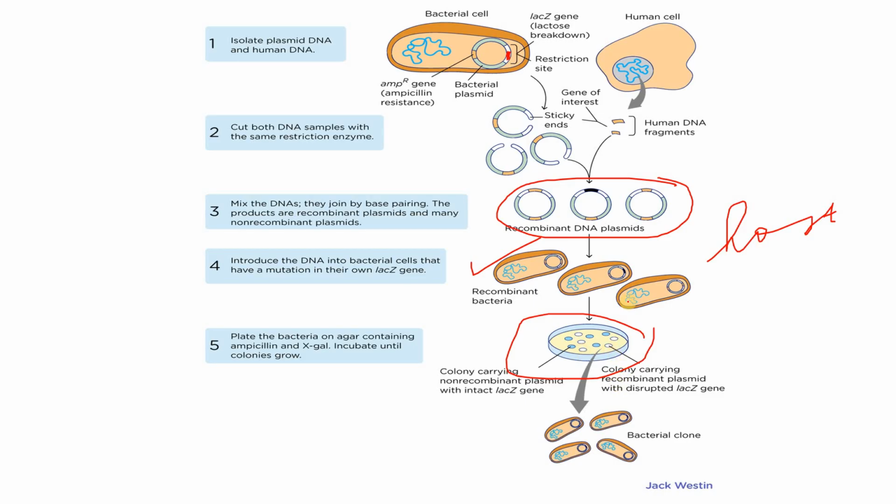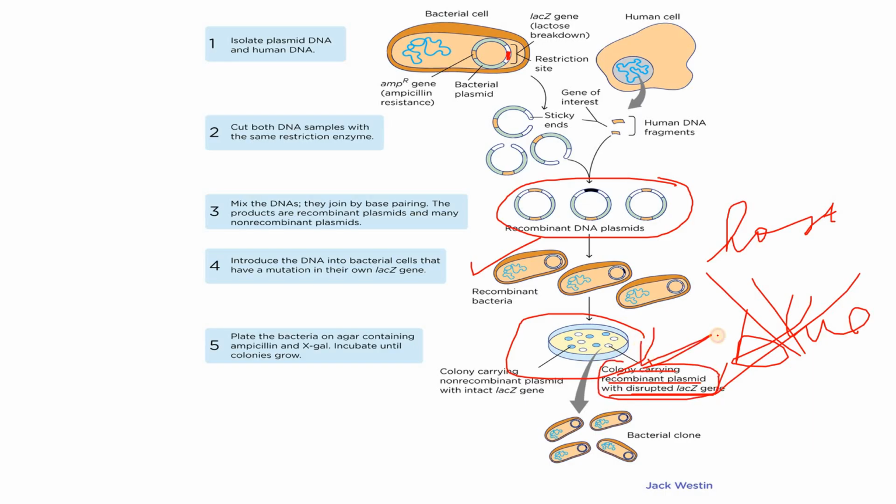But how will we identify whether it has the gene of interest or not? The colony that has a hindrance, interference or mutation in the lacZ gene will not show blue color. I am repeating, it will not show blue color. They will be white. They have no functional lacZ gene, so lactose breakdown is not possible. So a colony carrying a recombinant plasmid with a disrupted lacZ gene will be white in color. This white one is the recombinant one.